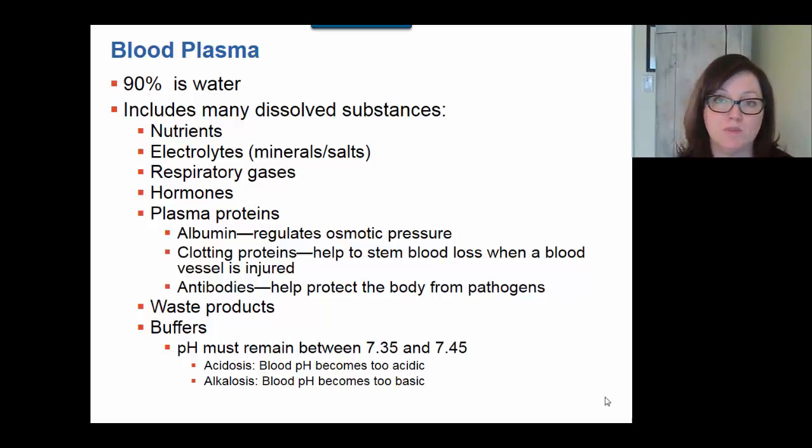Acidosis is when the blood becomes too acidic. Alkalosis is when the blood becomes too alkaline. And these things can occur due to foods we consume, problems with metabolism, problems with respiration, and problems with our kidneys.